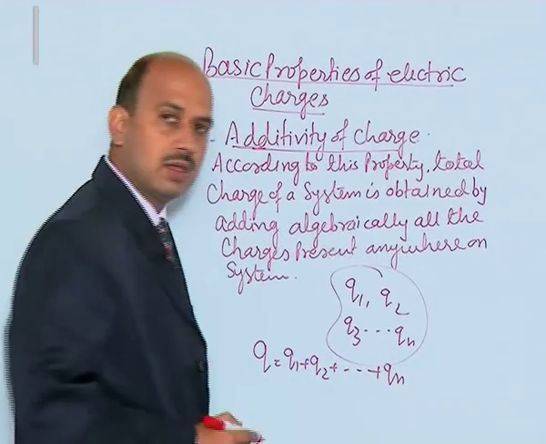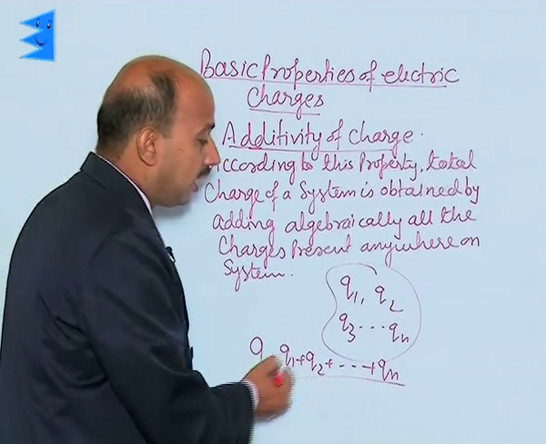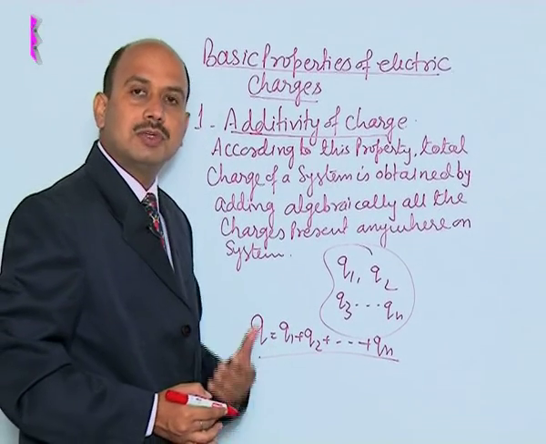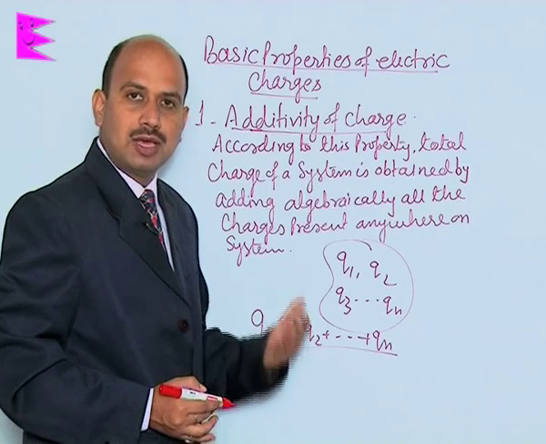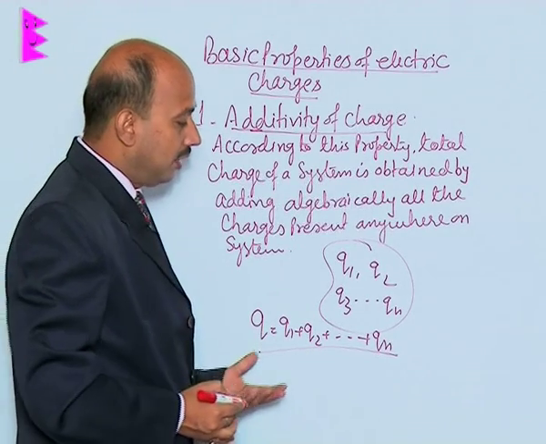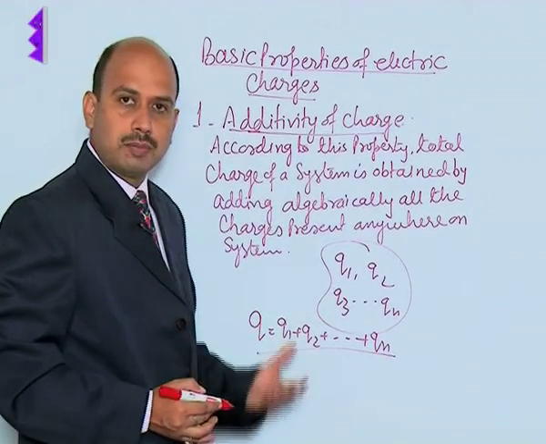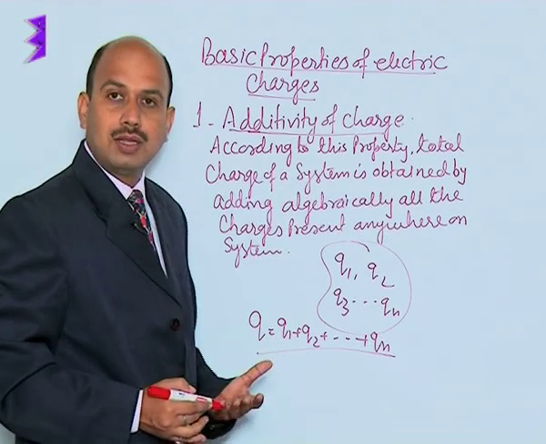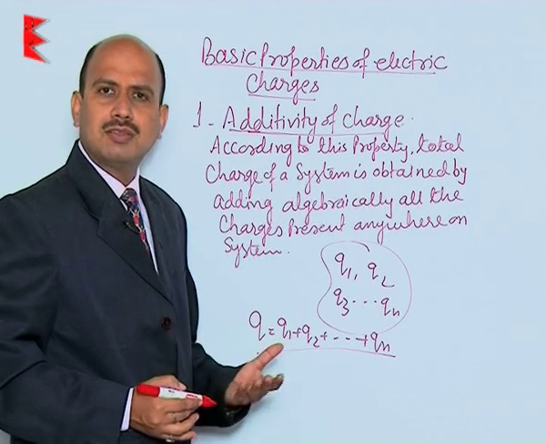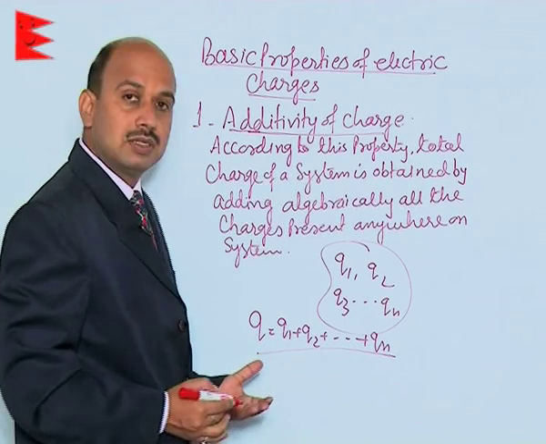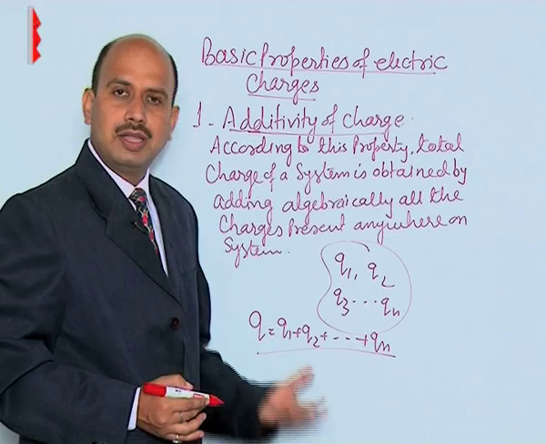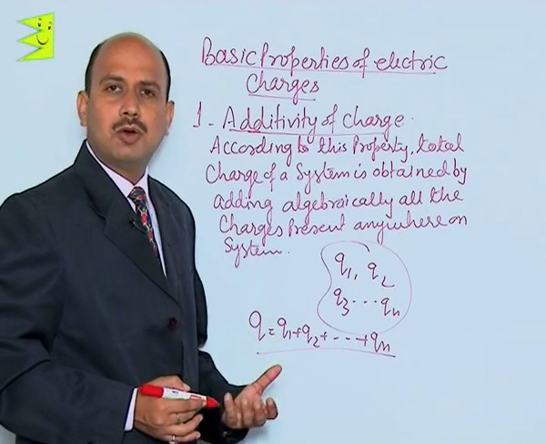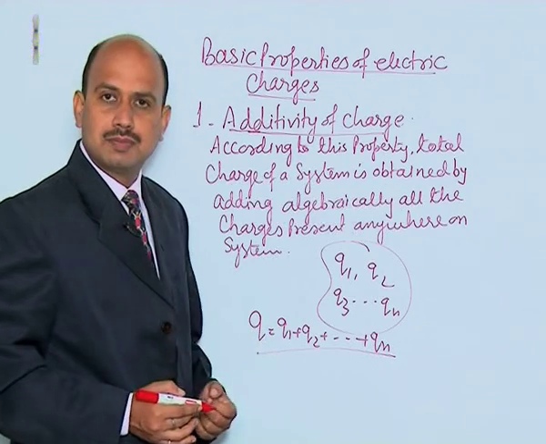qn. Here, if the charge has a positive sign, you have to use the positive sign. If the charge has a negative sign, you have to use the negative sign. And the charge has also got magnitude, but it has no direction. So, the charge is also a scalar quantity, similar to mass, but here the mass is always taken only positive, but the charges can be positive as well as negative. So, according to this property, total charge of the body can be obtained by adding algebraically.